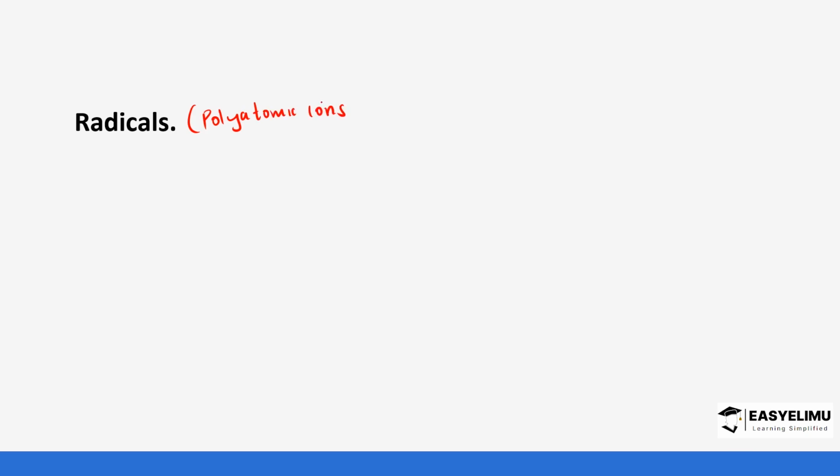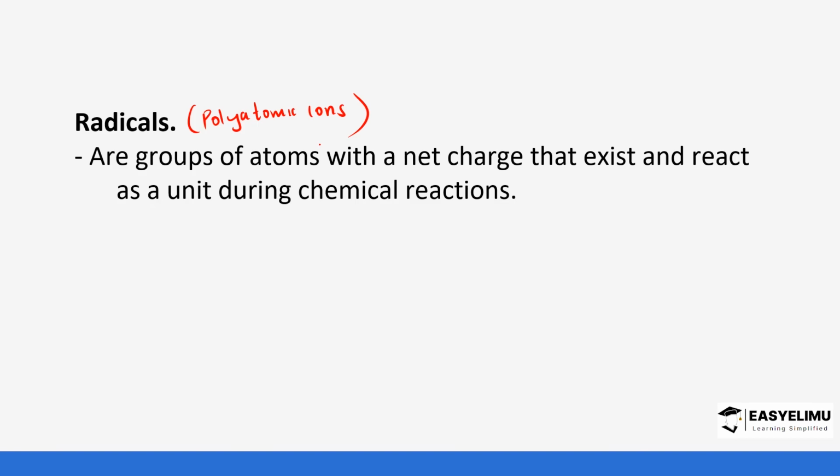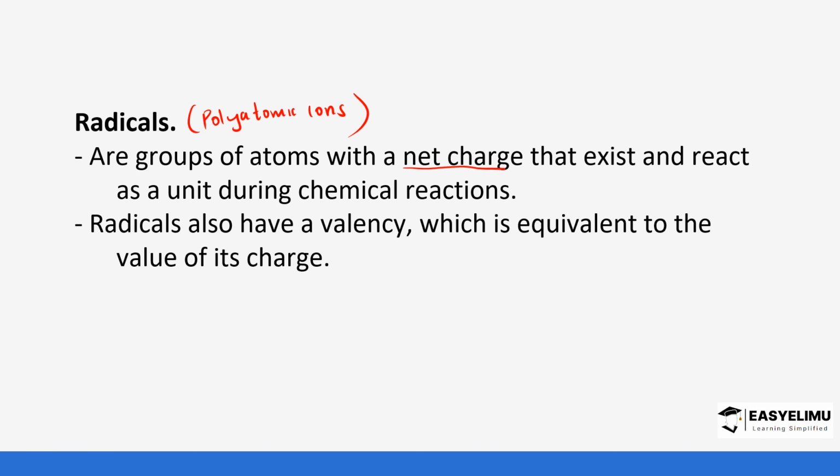These are usually ions or a group of ions made up of different atoms, and they have a net charge. So they have an overall charge that is also used in chemical reactions. They can be referred to as radicals or polyatomic ions. Radicals also have valences. We're going to use these valences when we are forming compounds. These valences are equivalent to the charge.